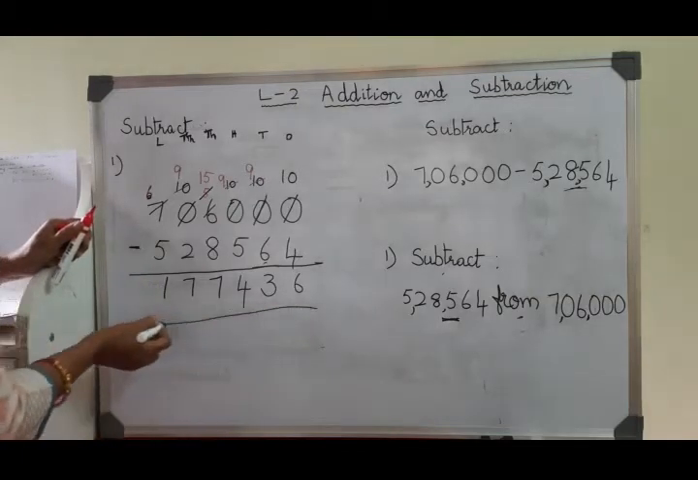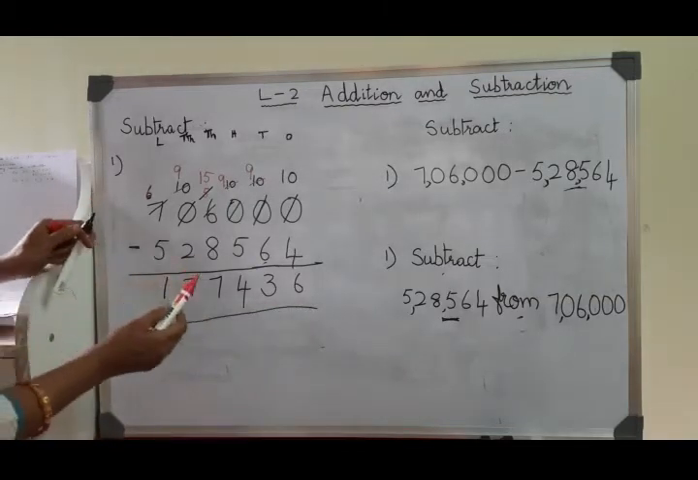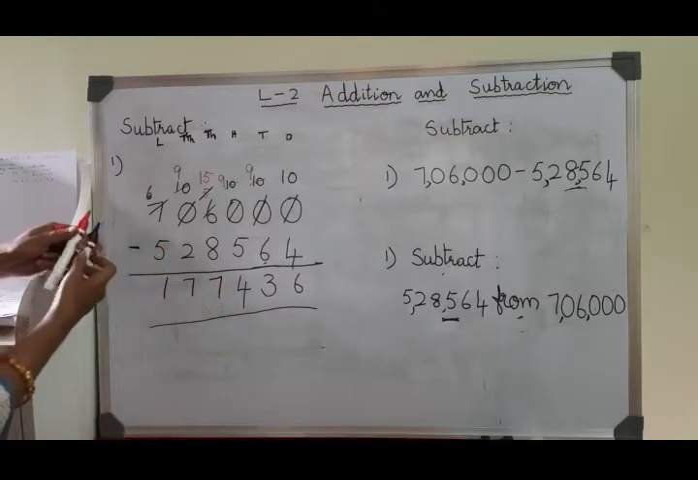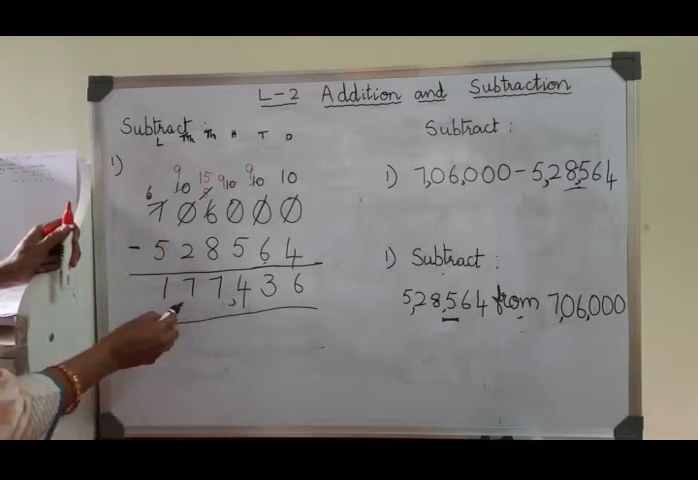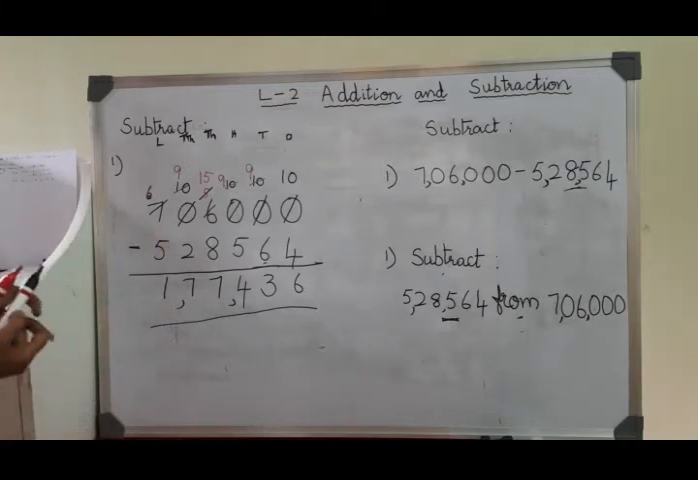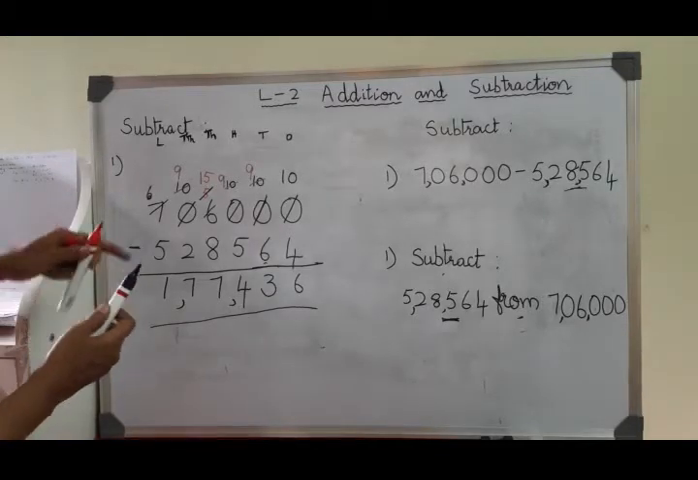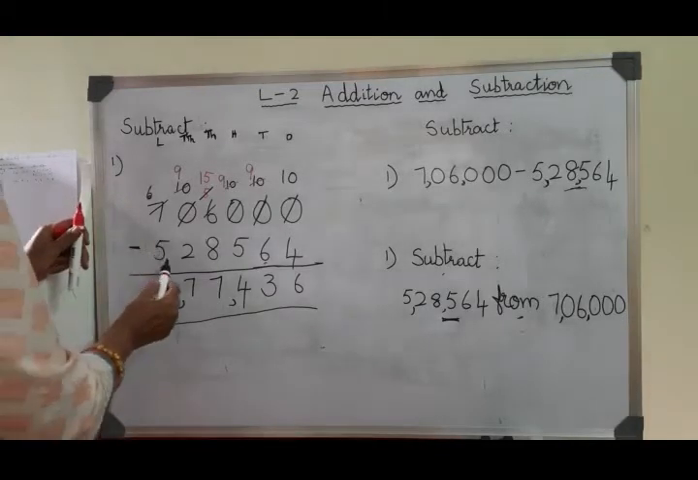You got the answer? Hope you understood clearly how to subtract, how to borrow and subtract the numbers. Now insert the commas. Read the number. 1,77,436 is the answer.